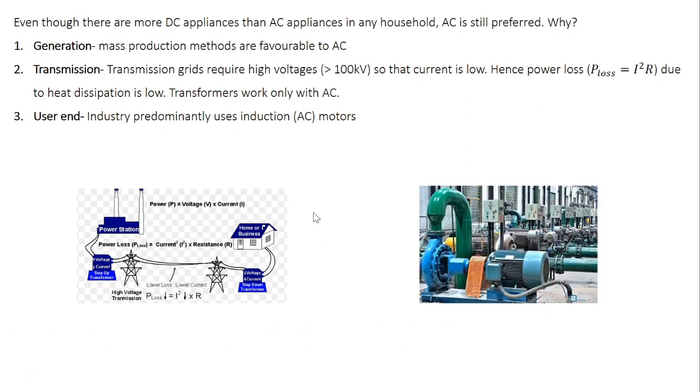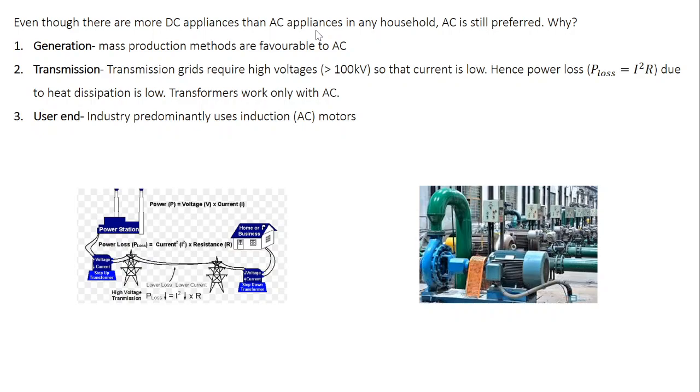Now, if you are interested, you can do a homework. This is some kind of a survey. Make a list of all the appliances, both electronic and electrical, used in your home, and categorize them into DC appliances and AC appliances.